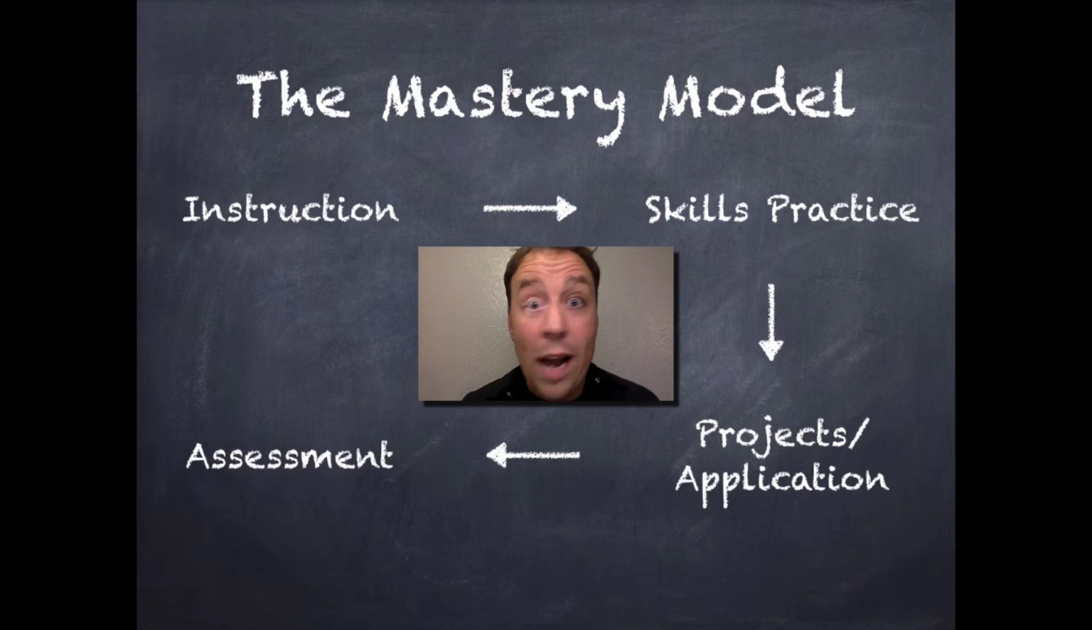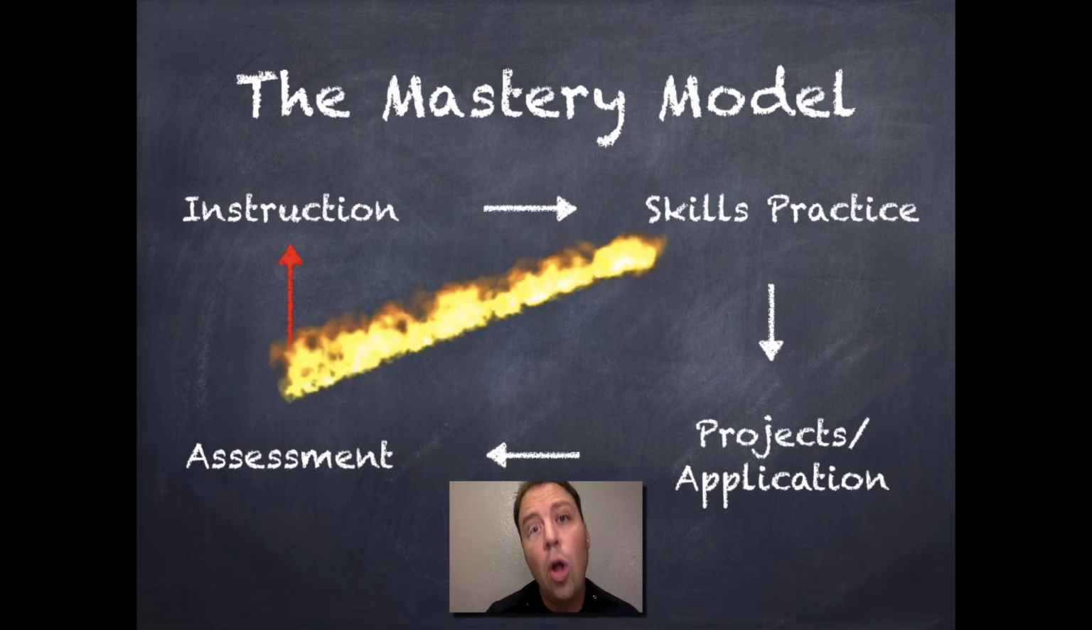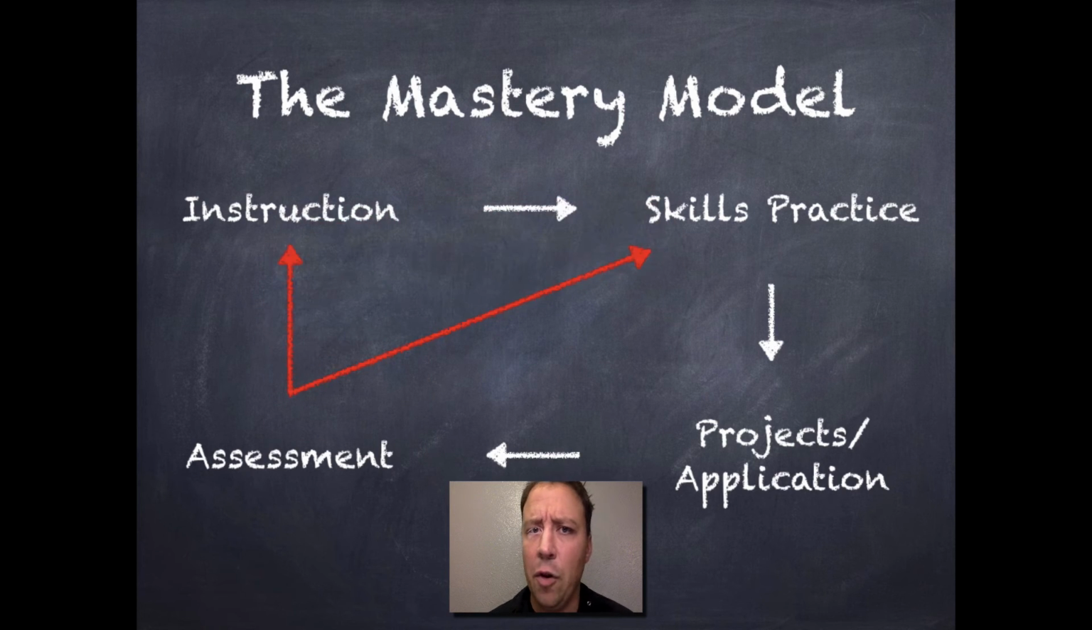Now, what happens when they fail the assessment? Well, Mr. C, that's great. They go through this process and they get a 70%. That's proficiency. That's not mastery. That's absolutely right. And until they master the concept, they'll be kicked back into the model. Some students will have to go back and get instruction again. Some students will only have to go back and practice with the skill a little more until they can truly master it, and then they take the assessment again.